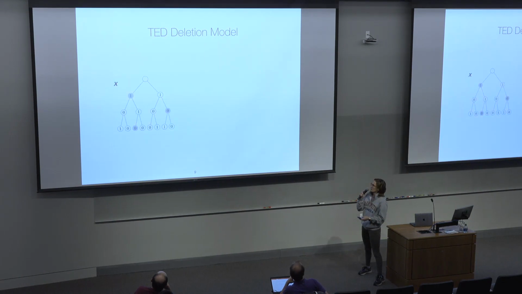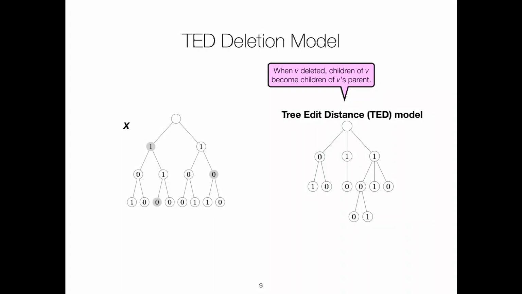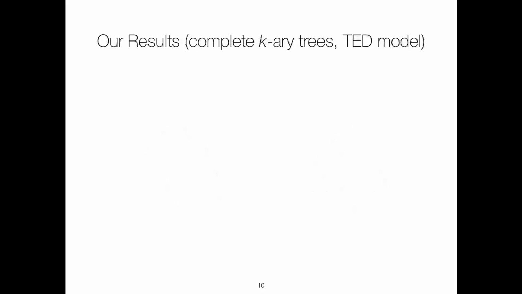The deletion model that we define, called the TED deletion model, the tree edit distance model, is the following. When you delete a node, like when you delete that gray node up there, the children of it move up in the tree. So when that gray node is deleted, its children have moved up to take its place in the tree. And this is inspired by computational biology settings again.